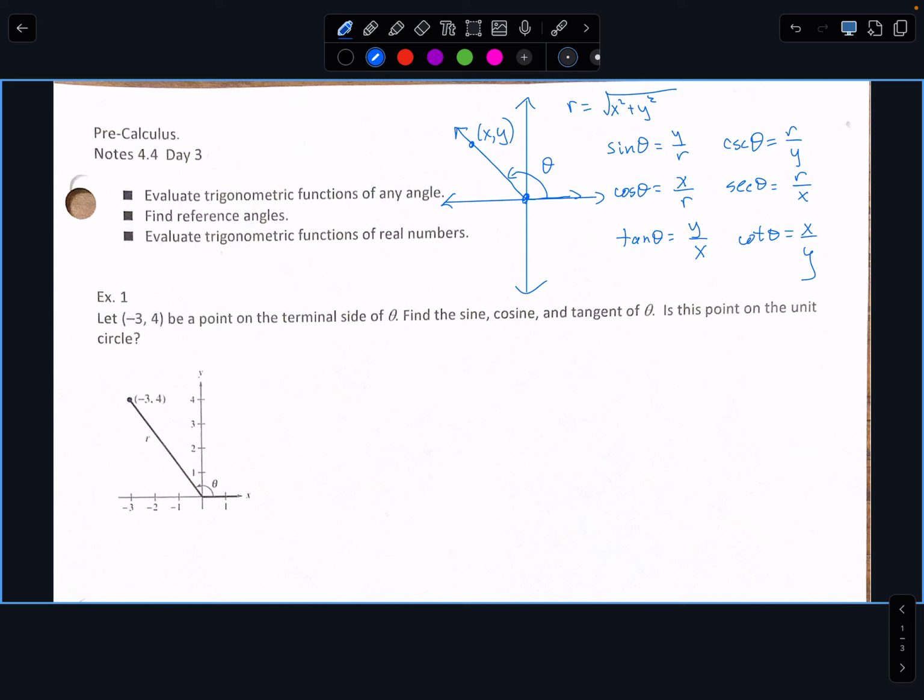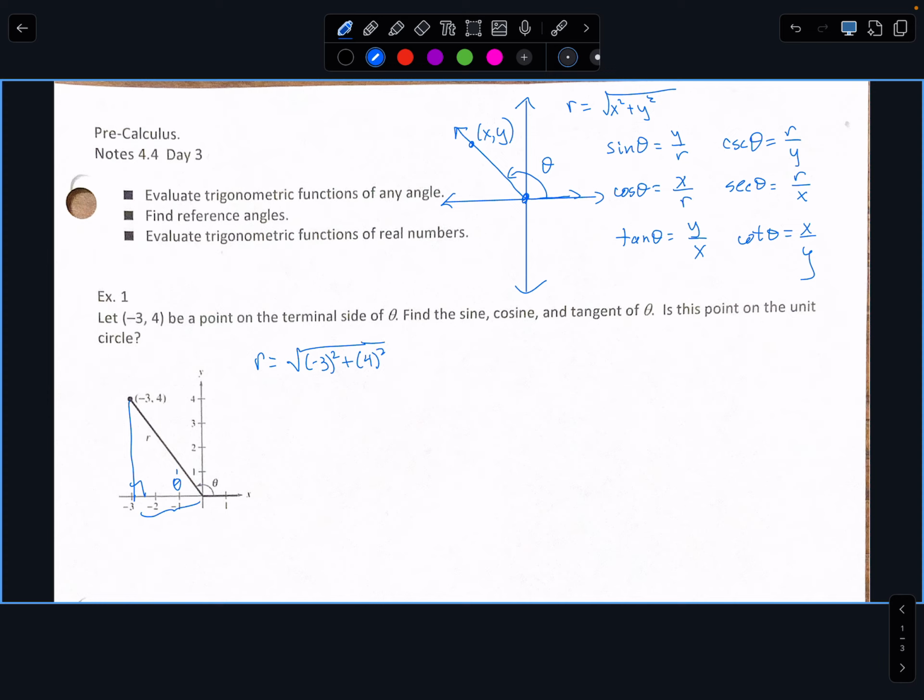When we look at example 1, let (-3, 4) be a point on the terminal side. Find sine, cosine, and tangent. Well, you can do this. We've got theta. This is your theta prime. But you need to find r. And it is the square root of (-3) squared plus 4 squared.